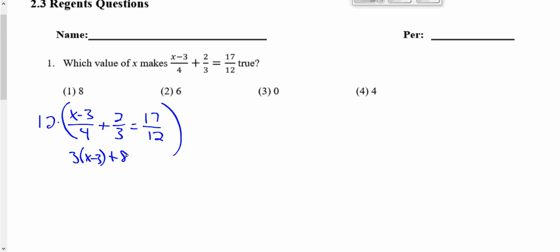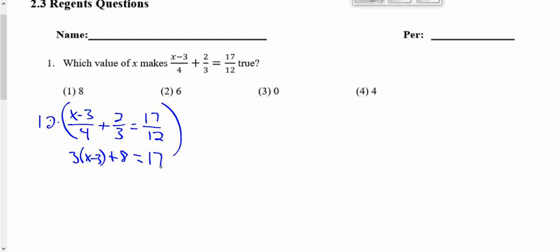Let me start with this one again. 12 divided by 4 is 3 times x minus 3. 12 divided by 3 is 4, times 2 is 8, right? And you have to do every single term. Well, 12 divided by 12 is 1, times 17 is 17. Now you have an equivalent equation with no fractions.